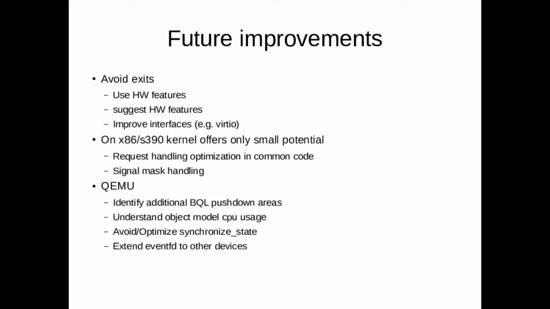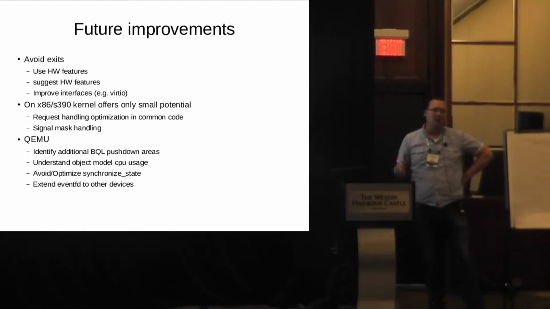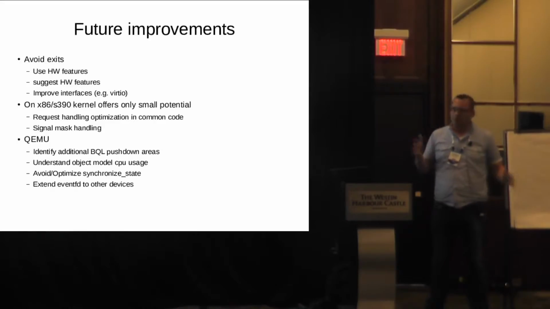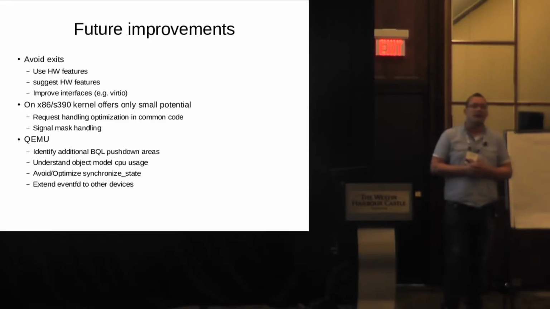Okay, what else can we do? Best thing is to avoid exits. That's what I've said on one of the first slides. So whenever there's a hardware feature to avoid exits, try to use it. Or suggest hardware features to the hardware team if you have the possibility. Or you might improve interfaces, for example, whether O has some kind of interrupt or notification avoidance.